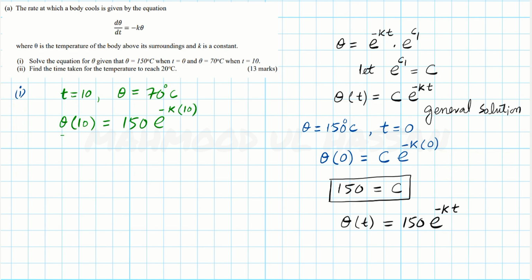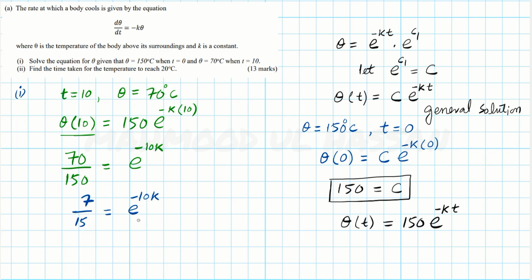Now theta of 10 is basically 70 degrees, so that is 70, and divide by 150, so 70 divided by 150 is equal to e raised to the power minus 10 times k. By simplification, we get 7 divided by 15 is equal to e raised to the power minus 10k. Again use the logarithmic property, this is an exponential form.